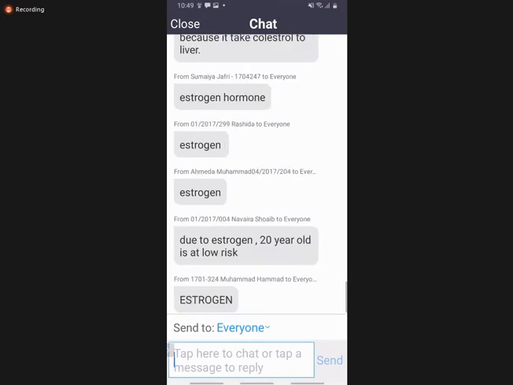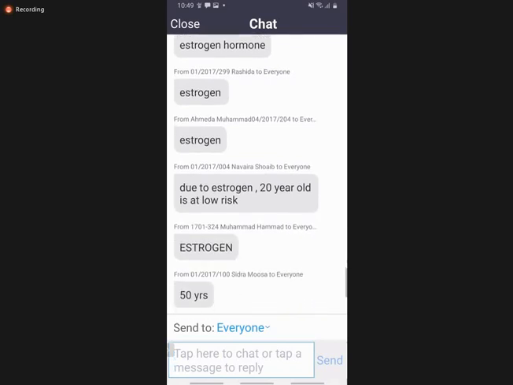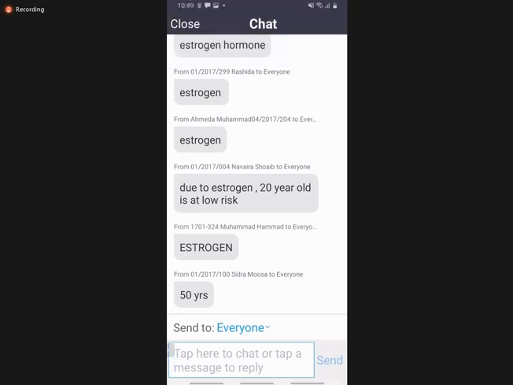You are right, Sumaya. You are right, Hussain, Rashida, Ahmeda, Navera, because due to estrogen the 20-year-old is at low risk. So what will the assessment be? The 20-year-old patient is less prone to develop atherosclerosis. Why do they have a low risk of development of atherosclerosis? Due to the presence of estrogen. And the 50-year-old patient, Sidra, has a high risk.